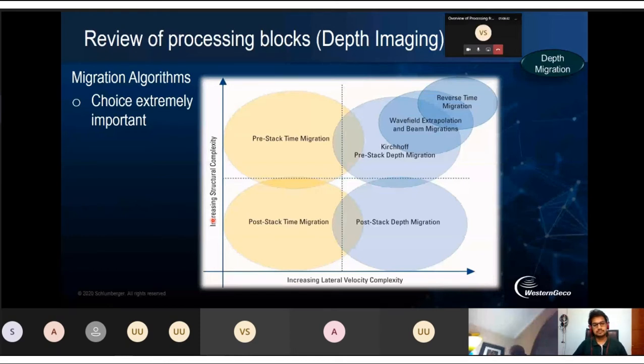And reverse time migration is the king of all migrations, because it can handle lateral and increased structural complexity of any kind without reservation. I'll present a few examples to understand this.